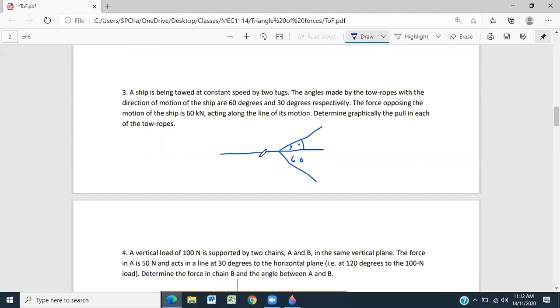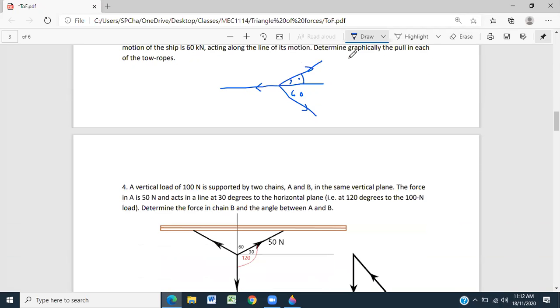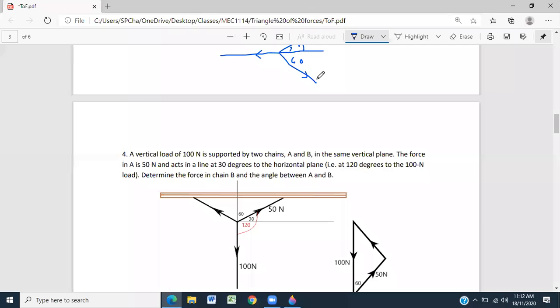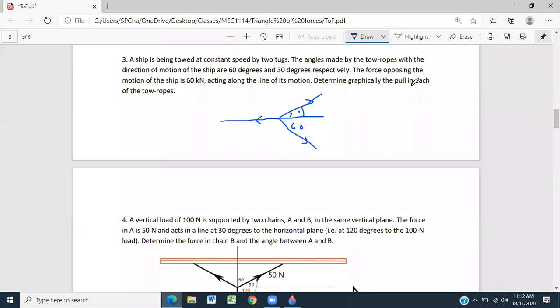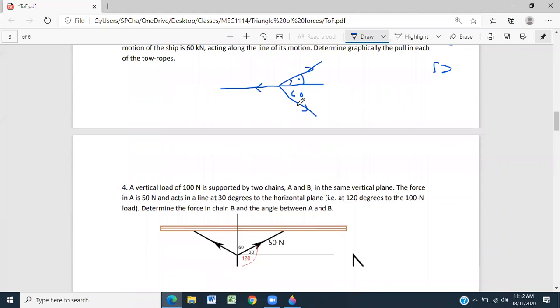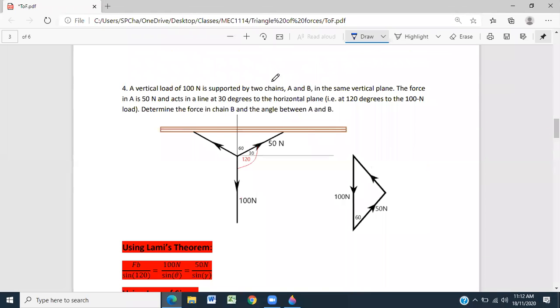So number 3, I want you to work on it on your own and solve for these values. Good, let me move on. You should get the answers, I think the answers are 30 and 52. So work this question using the methods you just learned. Let's move on to number 4.